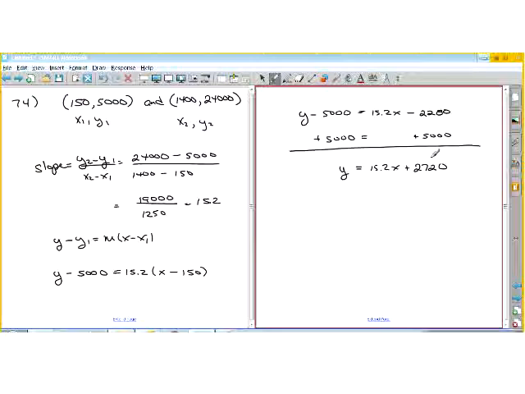So 15.2 times 1,400. That's the second point. Plus 2,720. You get 24,000. So that does work. So that's my final answer. That's the final problem for this section.